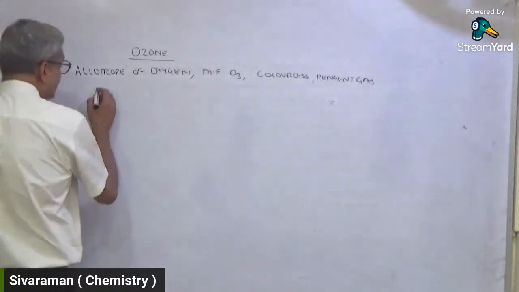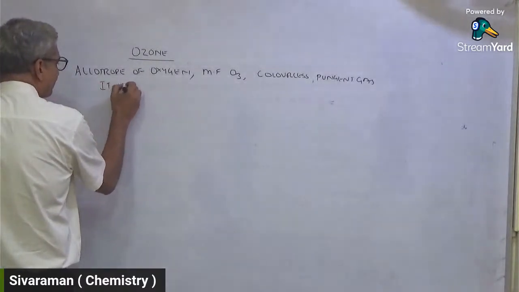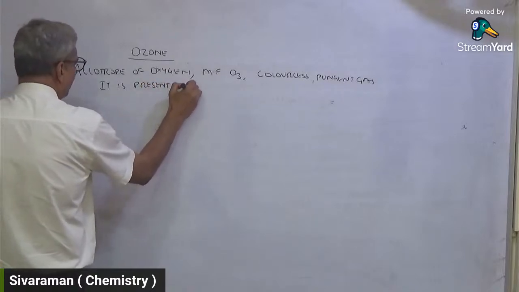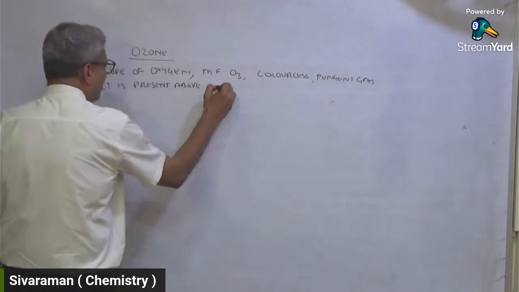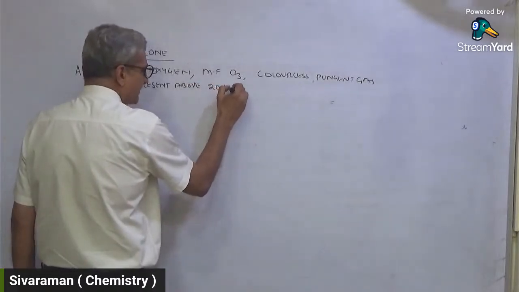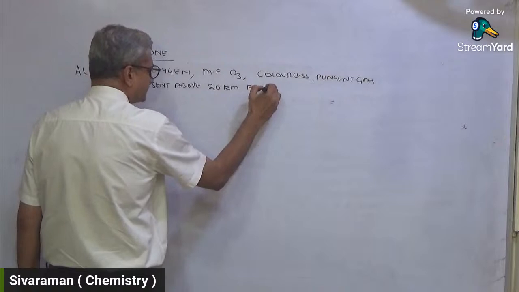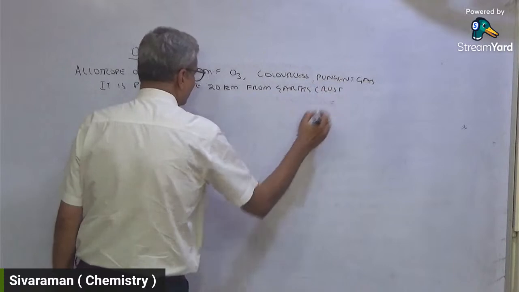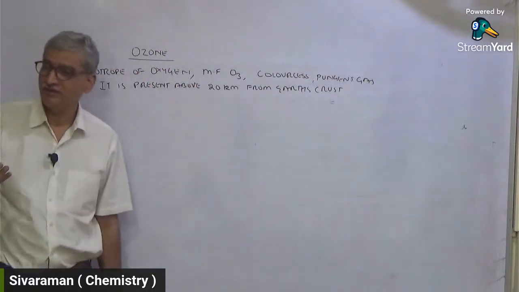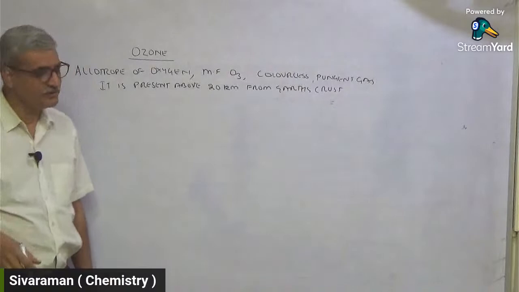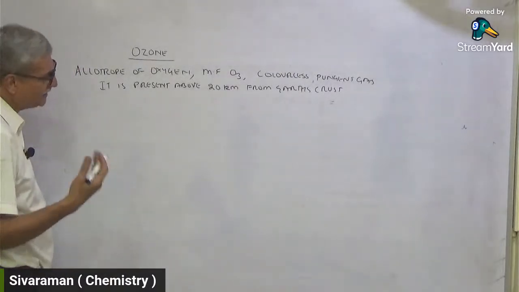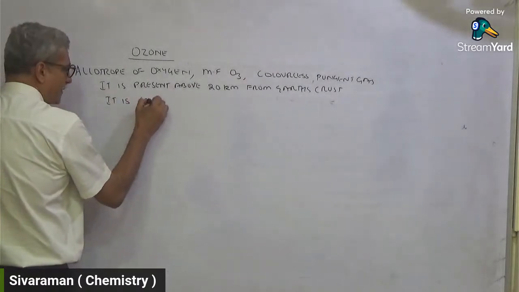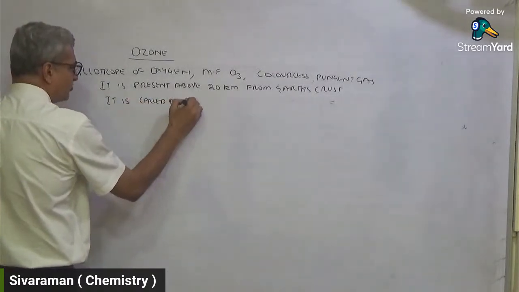It is present above 20 kilometers from Earth's crust. Today the emphasis is more on the environment, so you could get some question on this. So it's about 20 kilometers from Earth's crust. It is called the ozonosphere.